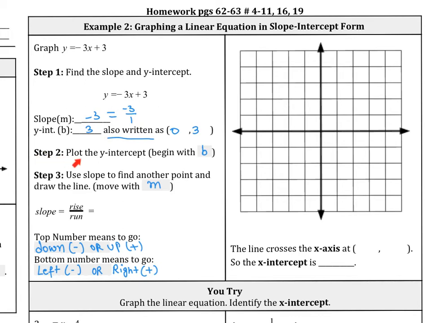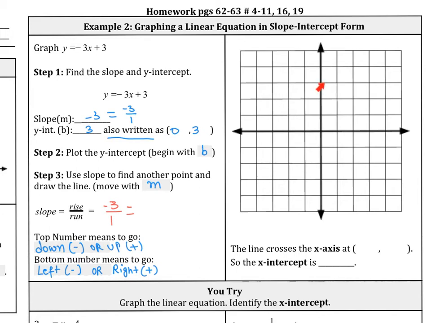Step number 2 is to plot the y-intercept to begin with, y equals b, or (0, b). The first thing we want to do is graph (0, 3), this point right here, and then we are going to use the slope to make the graph. To make the graph, we are going to use the rise over run.